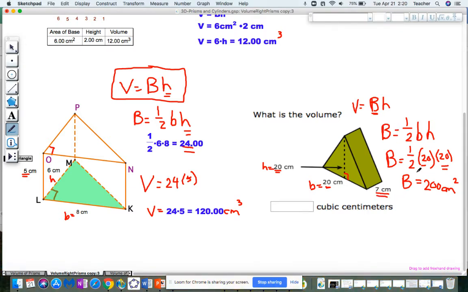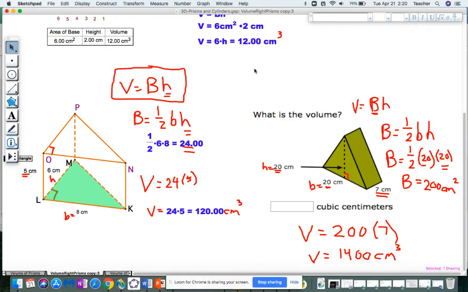All right, so I'm going to take that 200, to get volume. That big B is 200 times the height of the prism, which is 7. So the total volume is 1,400, and volume is cubic centimeters. So when you get to that kind of problem in your assignment, that's how you do that one.